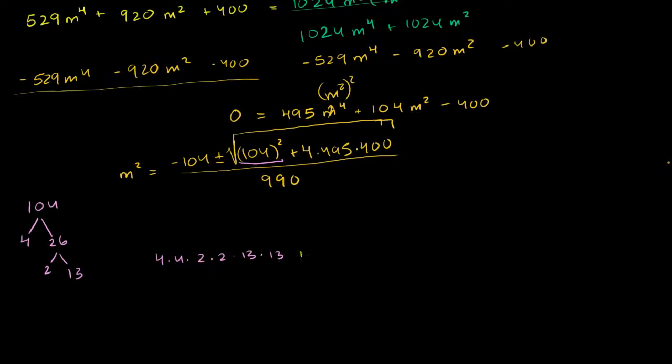And then you're going to have plus 4 times, let's factor 495. 495 is divisible by 5. Let's see, 5 goes into 500 100 times. This is 5 less than that, so it's going to be 99. 99 is 9 times 11. So the 495 can be factored as 5 times 9 times 11. And then 400 is pretty straightforward. 400 is going to be 4 times 10 times 10 times 10 times 10.